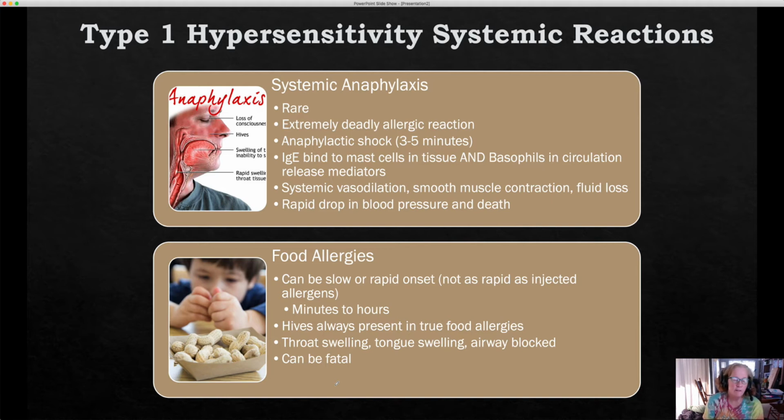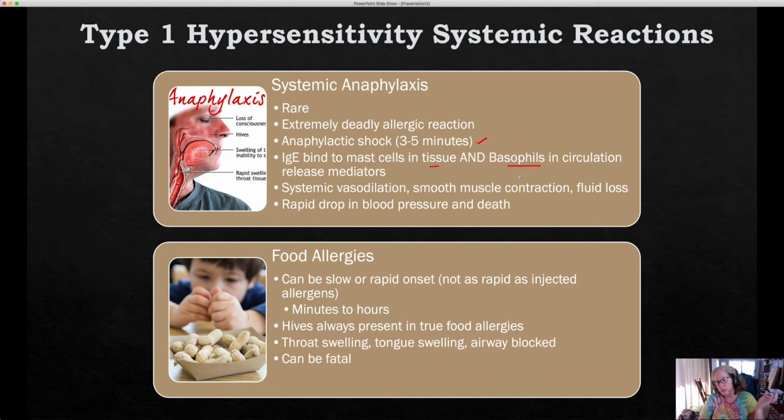Systemic anaphylaxis is a pretty rare reaction, but it is extremely deadly. We've all heard of or may know someone who's allergic to things like a bee sting or hornets, wasps, any of the flying toxin-producing Hymenoptera, they're called. This can cause a condition known as anaphylactic shock. Now think about everything we just learned about basophils and mast cells. In this case, mast cells are in tissue, but basophils are found in circulation.